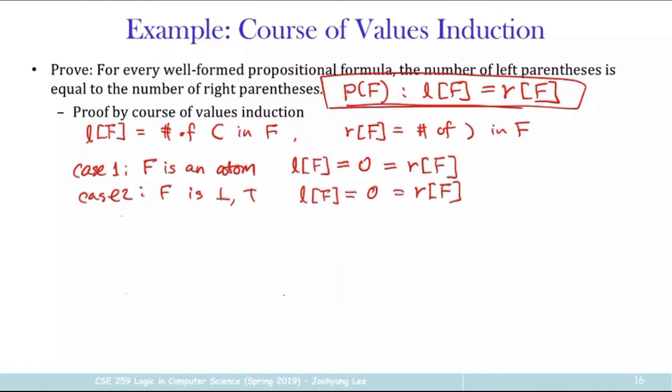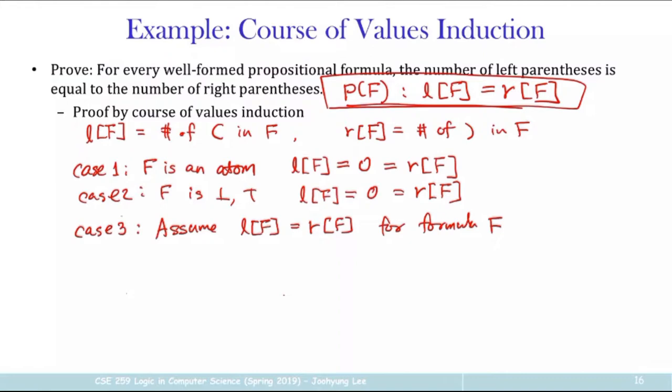What about case three? Case three is saying that if F has the property P, assuming that F has the property P, that's an induction hypothesis, prove that parentheses, negation F, closing parentheses, have the same property P. So the induction hypothesis is saying: assume L of F is equal to R of F for formula F. So this is the induction hypothesis.